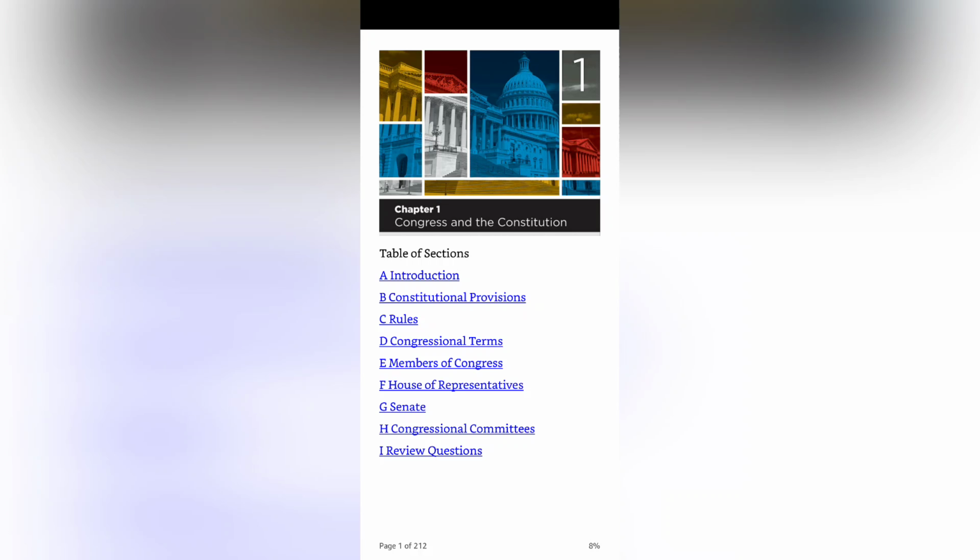The House currently consists of 435 members, a total set by law in 1913 and reaffirmed by the Permanent Apportionment Act of 1929, 2 U.S.C. Section 2A. The District of Columbia is represented by a non-voting delegate. In addition, Guam, the Virgin Islands, American Samoa, and the Northern Mariana Islands each has one delegate. Puerto Rico is represented by a resident commissioner.